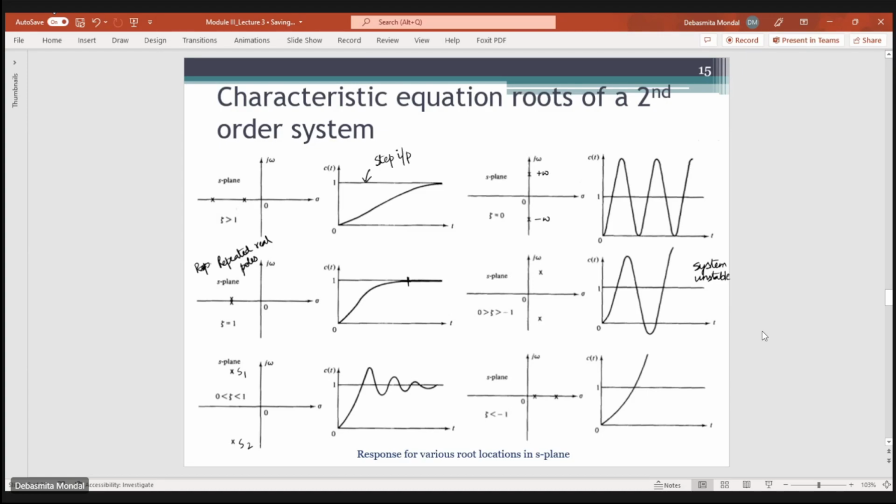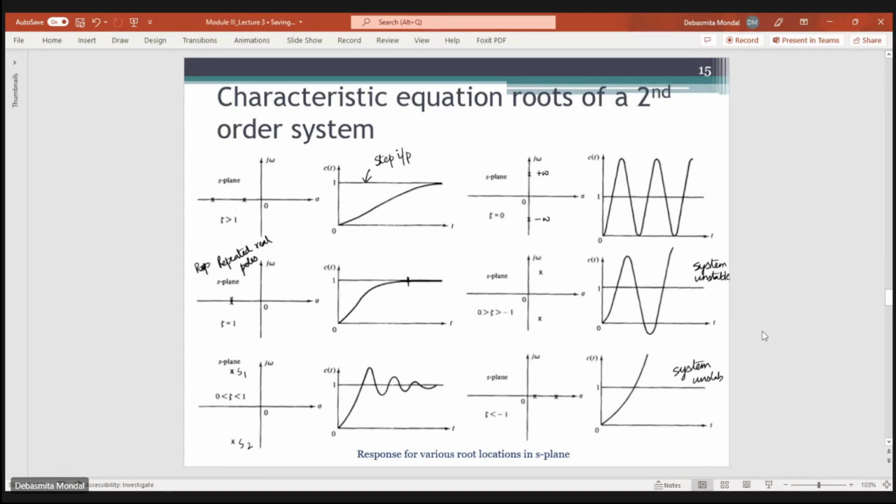And if the negative damping is such that the poles lie on the real axis but in the right half of the S-plane, in that case there won't be any oscillations. The output will exponentially increase to infinity. So in this case also the system becomes unstable.